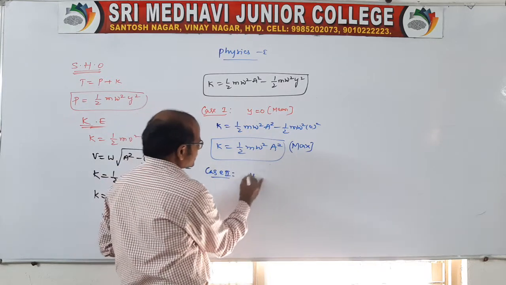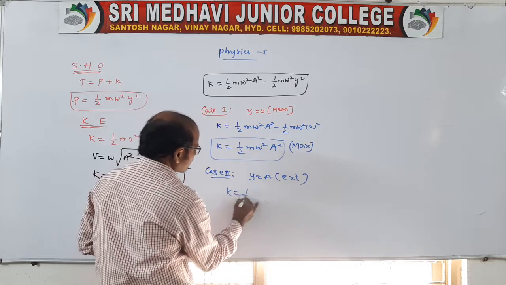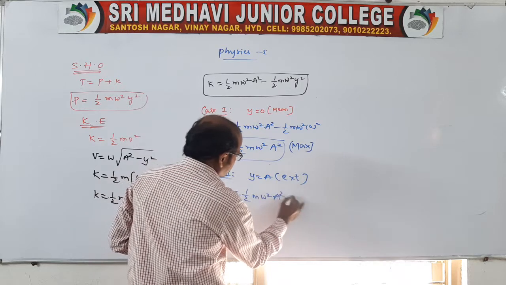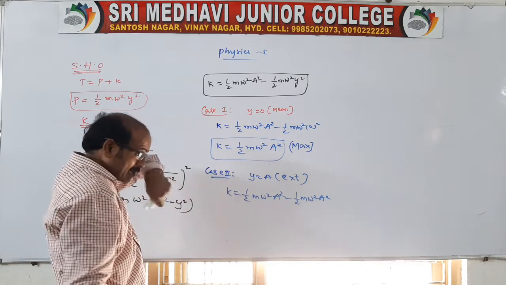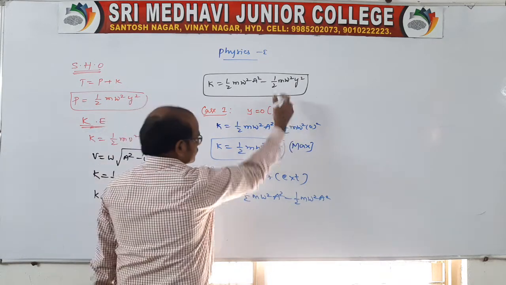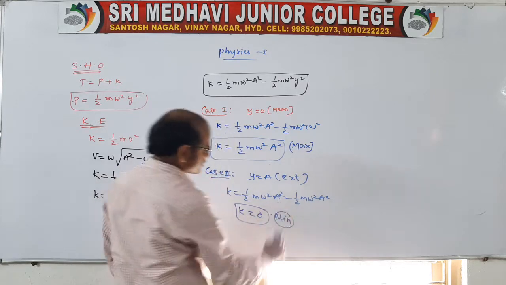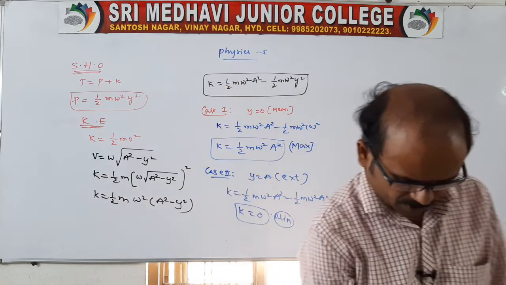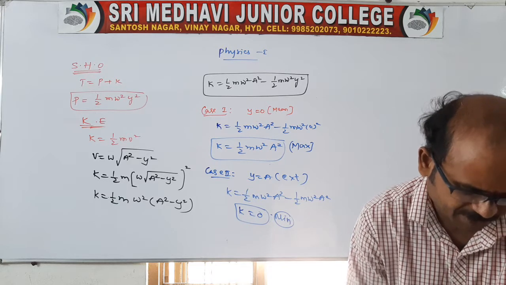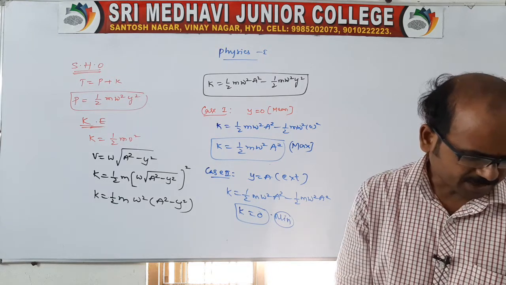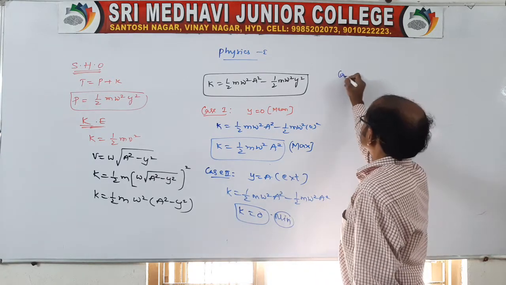Case 2: y is equal to a, at an extreme condition, at a maximum place. So K is equal to half m omega square a square minus half m omega square a square, because here it is a square. That is, the kinetic energy will be 0. At an extreme condition it is minimum. Very simple. Potential and kinetic energies are quite opposite, which is very important. It is completely different. Both are opposite.